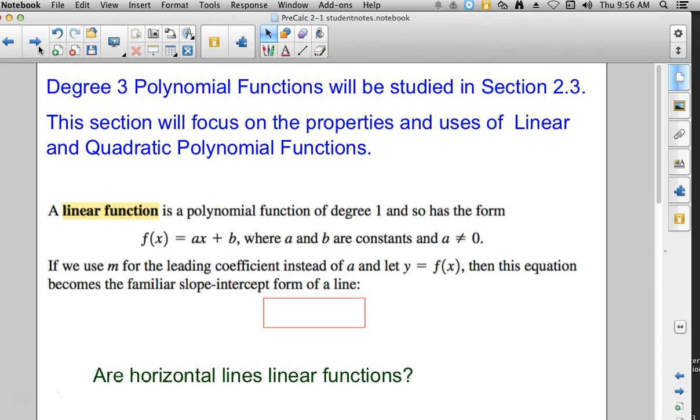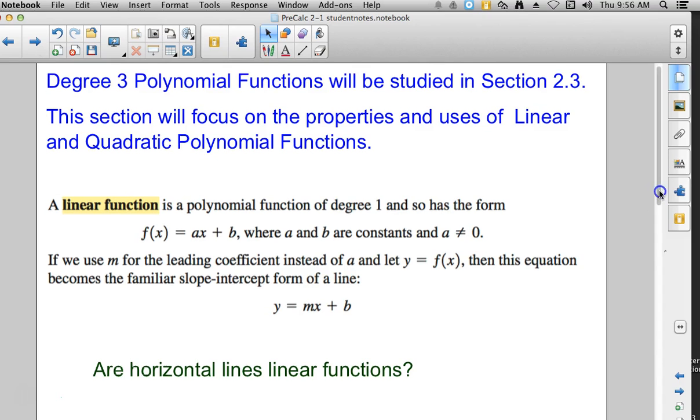If we use m for the leading coefficient instead of a and let y equals f of x, then this equation becomes y equals mx plus b. So we're backing up a step and saying, we've talked about functions before where we didn't really have an equation for them, but we had a picture. That doesn't mean they're not a function, it just means we didn't have an equation for them. It's the same type of thing here. We can look at this function and say, hey, that should be a line, that should be y equals mx plus b. But maybe somebody's doing something a little bit different with it. But we're going to think of it as y equals mx plus b as we work through it.